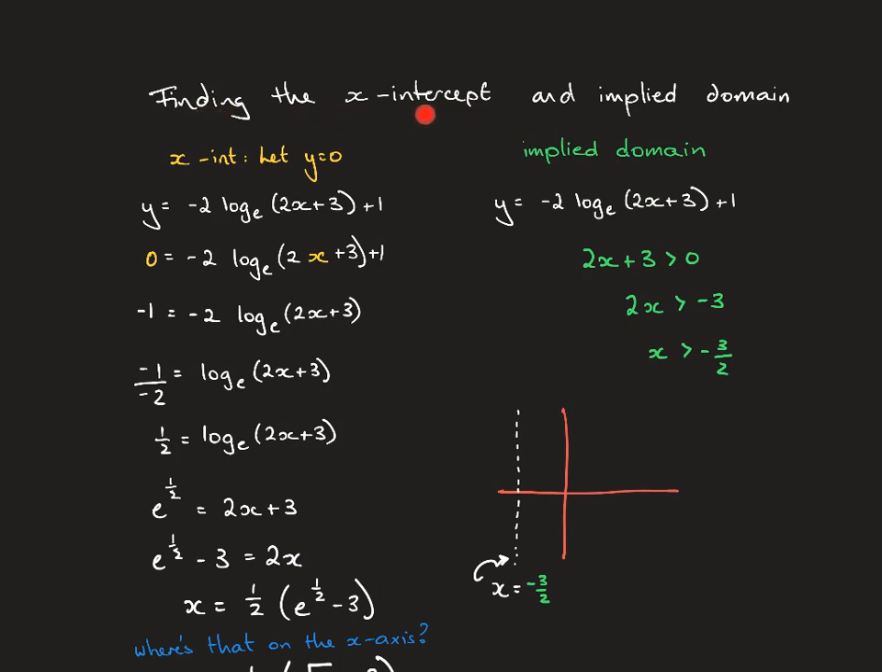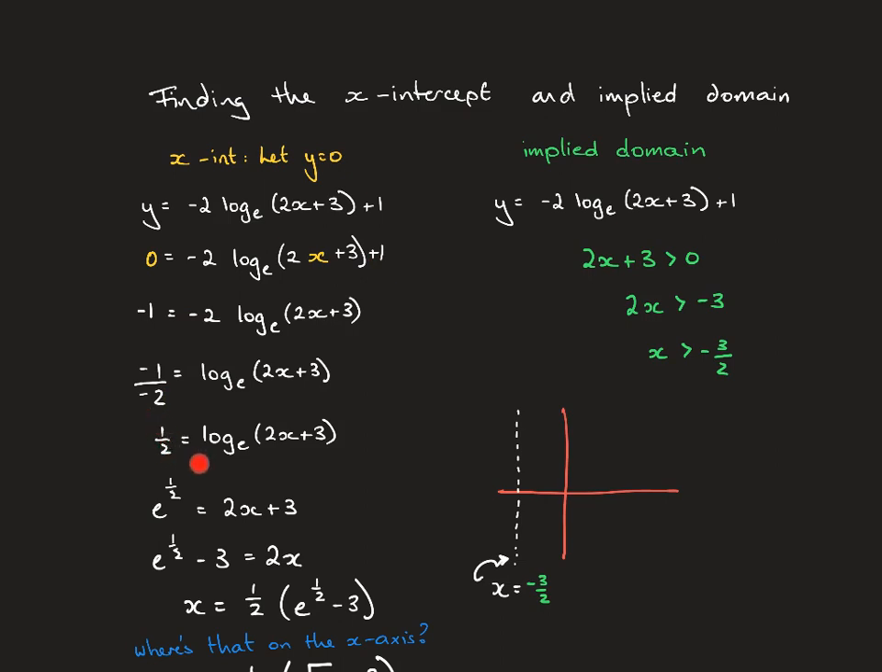So let's find the x-intercept, and while we're at it we may as well talk about an implied domain, because that comes up in some questions as well. But let's go with the x-intercept. Find the x-intercept, you let y equal to 0. So in our equation we put 0 for y, and then we solve for x. So -1 from both sides to get rid of the +1. Divide both sides by -2, and you end up with -1 divided by -2, which gives you 1/2.